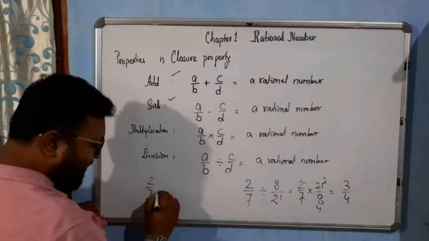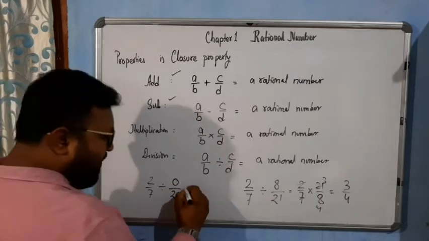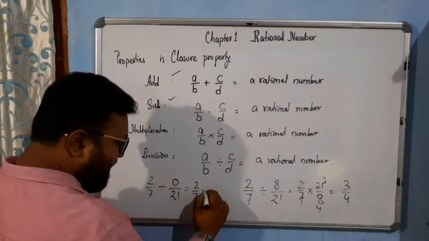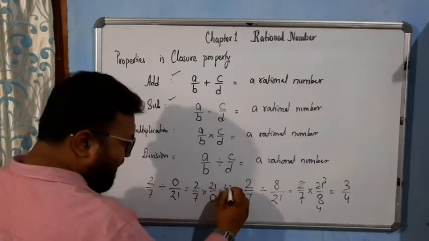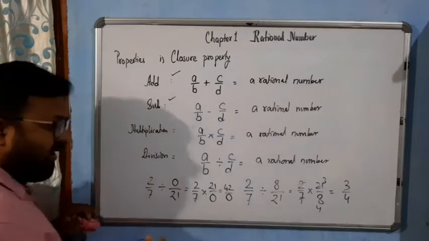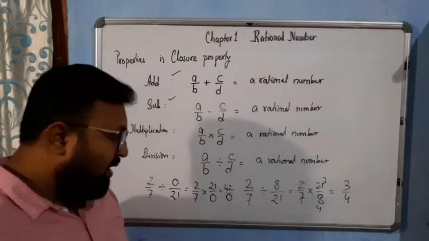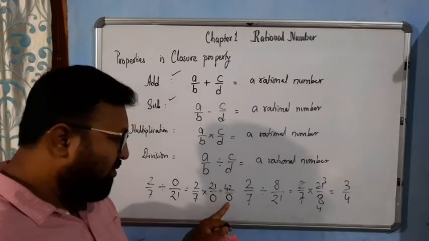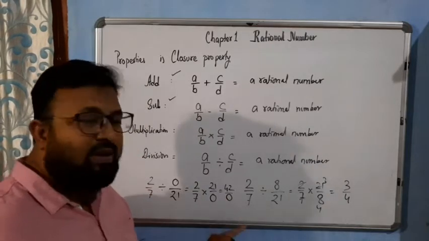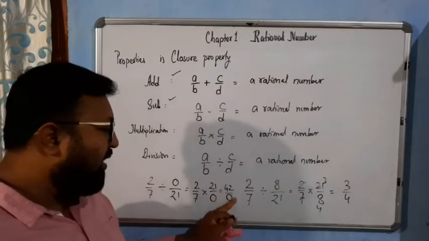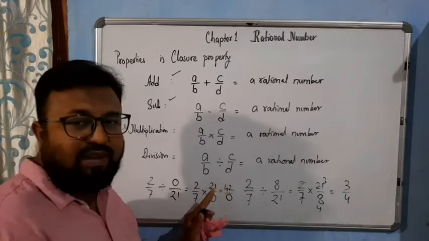Same thing, 2 by 7 is divided by, suppose, 0 by 21. Now if I try to solve this one, 2 by 7 into 21 by 0, ultimately 42 by 0. And I already explained in earlier classes that P by Q can't be defined with Q equal to 0. The denominator can't be equal to 0. So ultimately, in this case, we are not getting a rational number. Then you can say we can't define this thing.